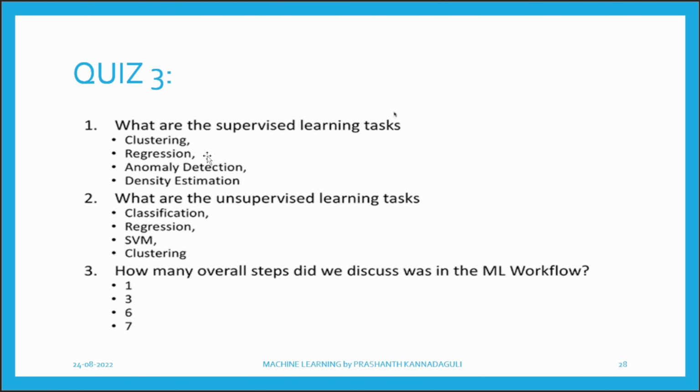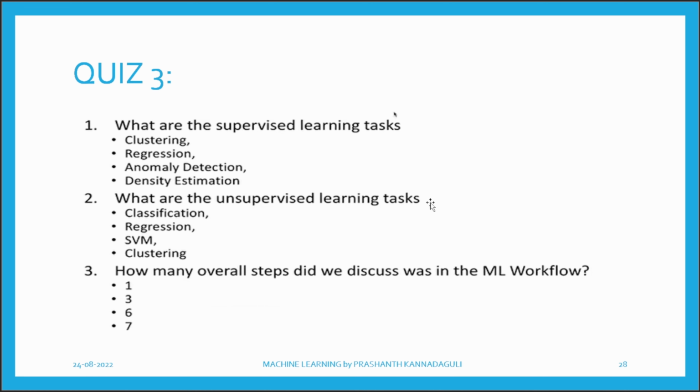Quiz number 3. Just type your answers over there all together. If your answer for the first one is, say, clustering, comma, the next answer is SVM, say SVM, comma, 3, like that. So type everything over there.